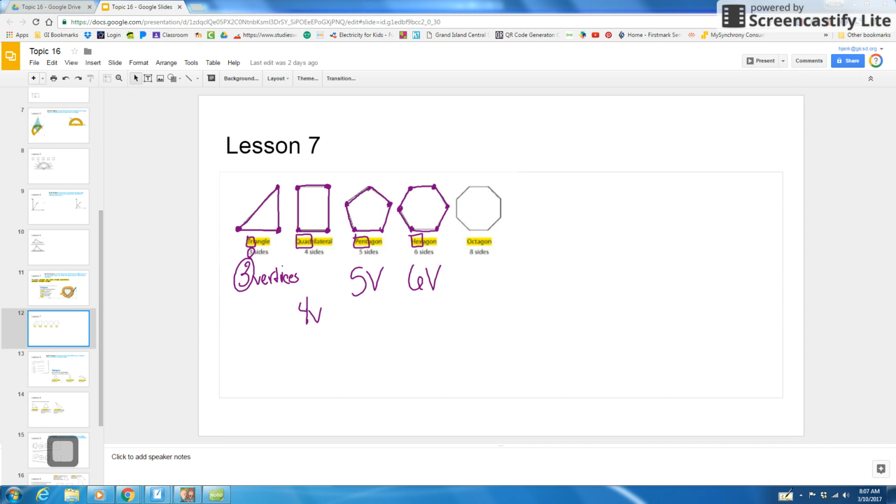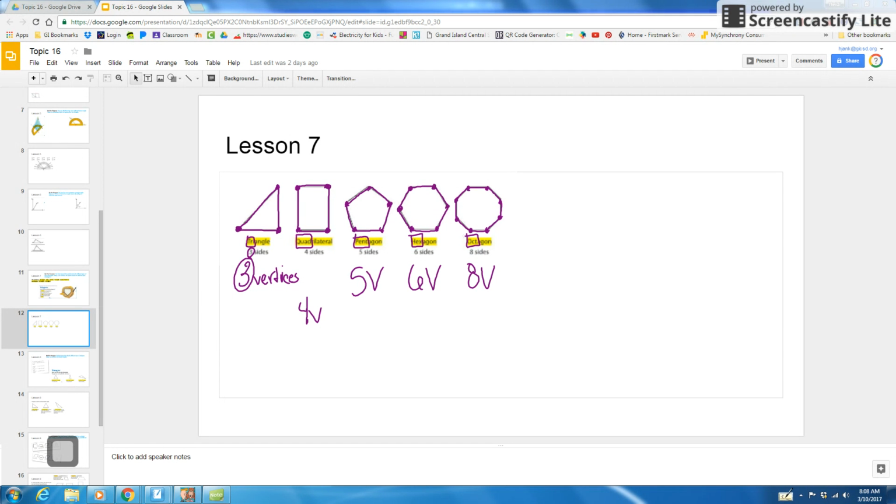Okay, the last one we're going to look at for today is our octagon. 3, 4, 5, 6, 7, 8. And where all of those lines meet is a vertex. And I will have 8 vertices. Oct means 8 if you think of an octopus. An octopus has 8 legs. So that is what you're going to be doing in your practice problems tonight, classifying what the shapes are based on the number of sides and vertices that they have.